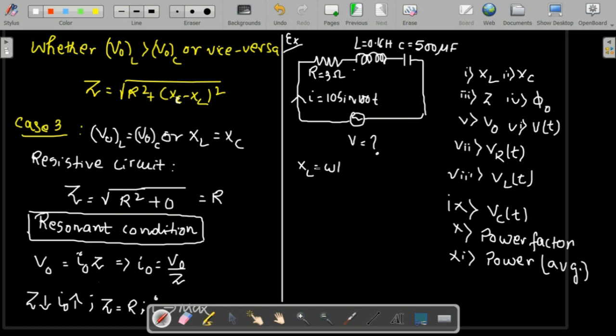XL is omega into L. Omega is already given, 100. L is 0.16. So if you just multiply, that's nothing but 16 ohm. Right? I'm just doing it directly. Don't need to do much calculation here, I guess.